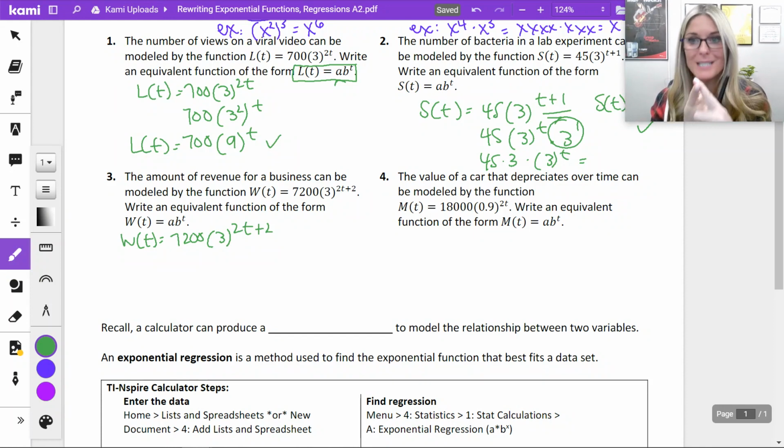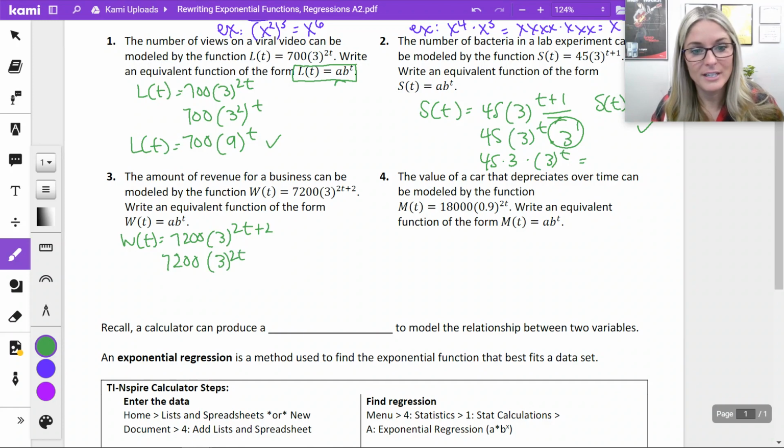We've got 2t plus 2, and we just want our exponent to only be t. So we're going to apply both rules. Let's first split it up into 2. Let's get rid of the addition. Let's say 7,200. We have 3 raised to 2t and 3 squared. Well, I know what 3 squared is. That's 9. So 7,200, we'll multiply that with the 9.